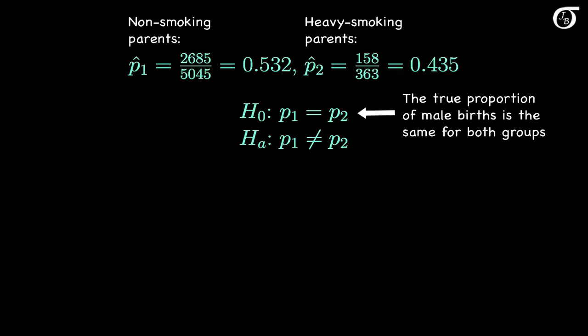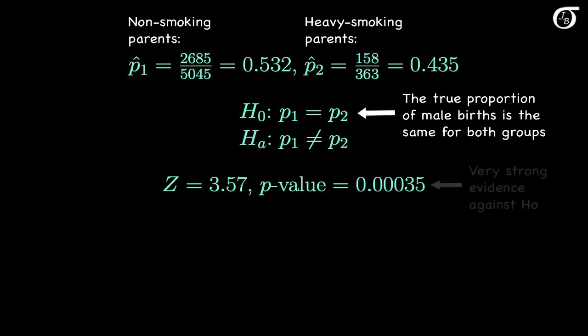You can verify for yourself that if we use the methods I just discussed, we get a z-value of approximately 3.57, with a corresponding two-sided p-value of 0.00035. This is a very small p-value, implying very strong evidence against the null hypothesis and in favor of the alternative hypothesis. This p-value is small enough that the evidence against the null hypothesis would be considered statistically significant at any of the usual significance levels, such as 0.05 or 0.01 or even 0.001.